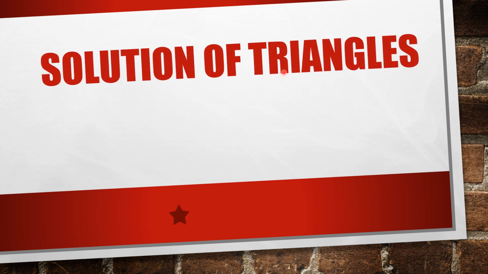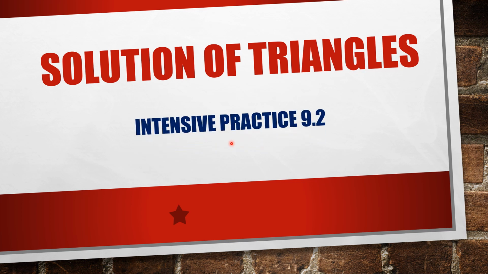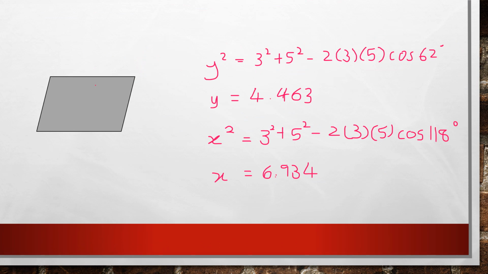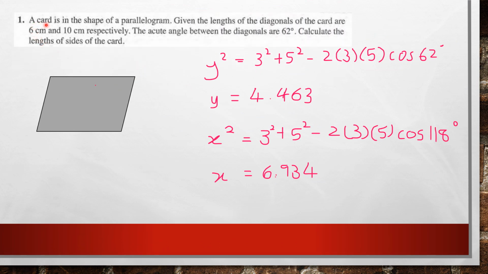Morning. Today we will continue with chapter 10, Solution of Triangles, and we will discuss intensive practice 9.2. Now we look at question number 1. A card is in the shape of a parallelogram. So this is the shape of the parallelogram. Given the lengths of the diagonals of the card are 6 and 10 respectively. So these are the diagonals.